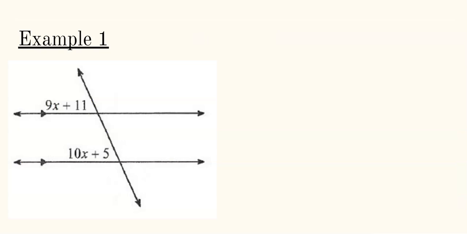So let's look at example 1. I have 9x plus 11 and then 10x plus 5. Let's go ahead and layer our numbers onto this. We're going to assume this 9x plus 11 is angle 1 right here. And then we have angle 2, 3, 4. This is angle 5 right here. Angle 6, angle 7, and angle 8.